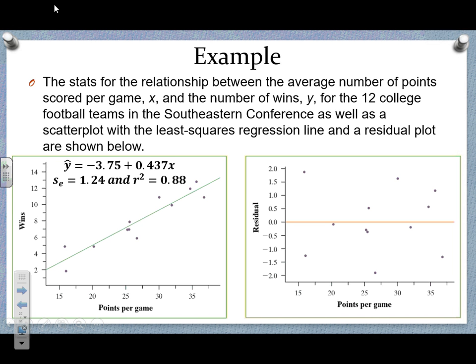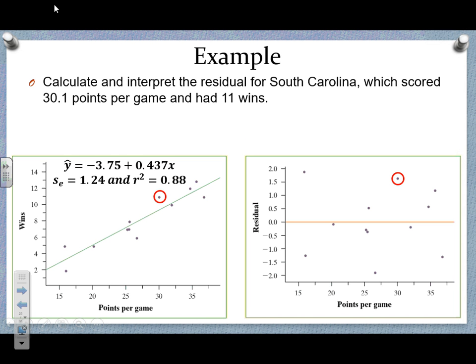So, using this information, the first thing we want to know, we want to calculate and interpret the residual for South Carolina, who scored 30.1 points per game and had 11 wins. So here is their actual information. They had 30.1 points per game, they had 11 wins. On the scatter plot, I've gone ahead and highlighted. This is where South Carolina would be. Okay? So what we want to know is what is their actual residual. So what would we need to do here? How do I calculate a residual?